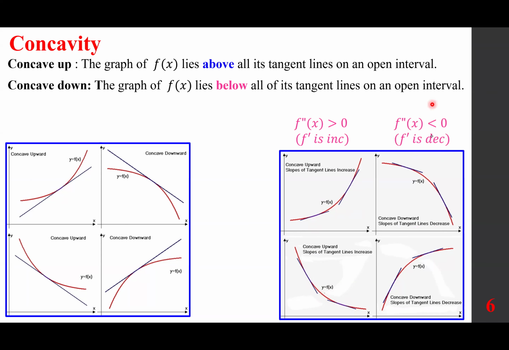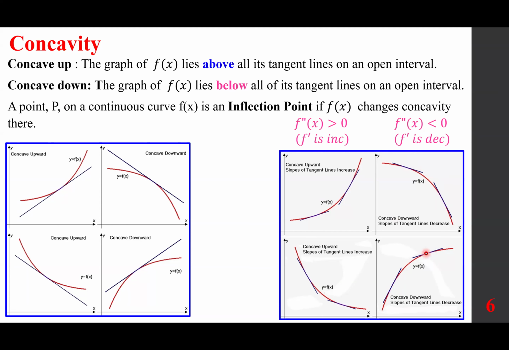On the other hand, if we look at this case, when f double prime is negative, it's concave down. f prime is decreasing. If you look at this case, my apologies, negative slope, this is steeper, so it's more negative. On the other hand, positive slope, and this one has a larger slope than this one. So f prime is getting smaller, or decreasing.